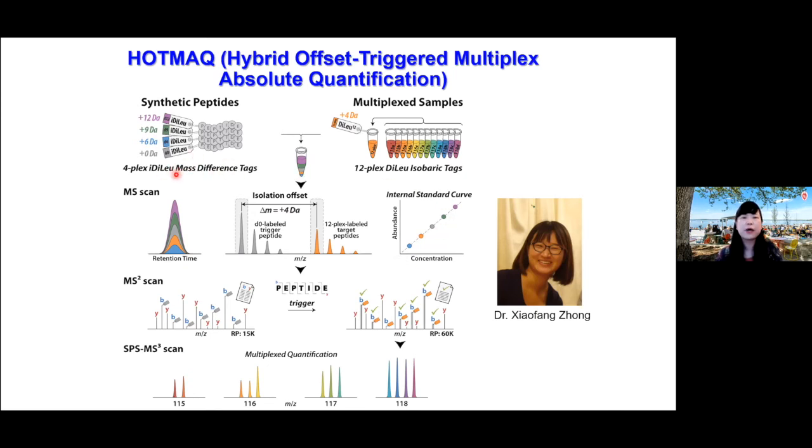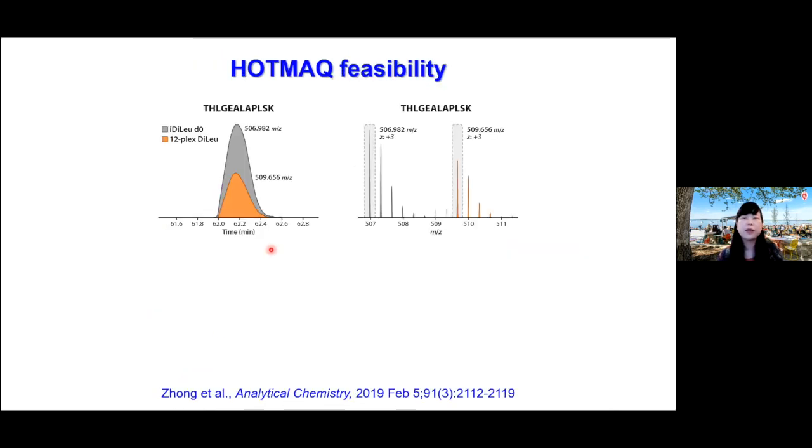Furthermore, this D0 iDiLeu labeled standard can actually act as a real-time trigger. We can perform MSMS, and when it matches the inclusion product mass list, it will trigger this 4 Dalton mass offset, triggering the 12-plex labeled target peptides to perform this MS2-based relative quantification. And to further improve the quantification accuracy, we've also introduced this synchronous precursor selection MS3 approach to further reduce the quantification error. So then we want to evaluate the feasibility of this HotMac method.